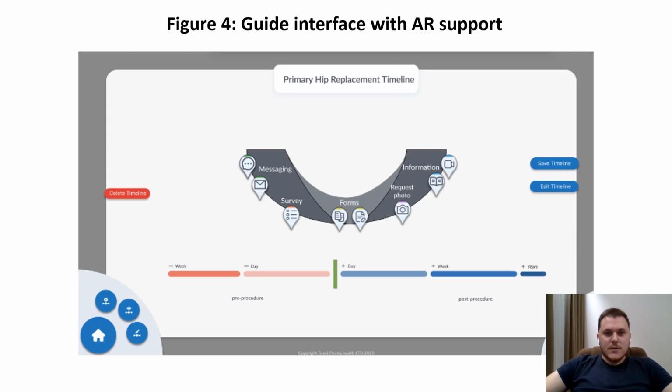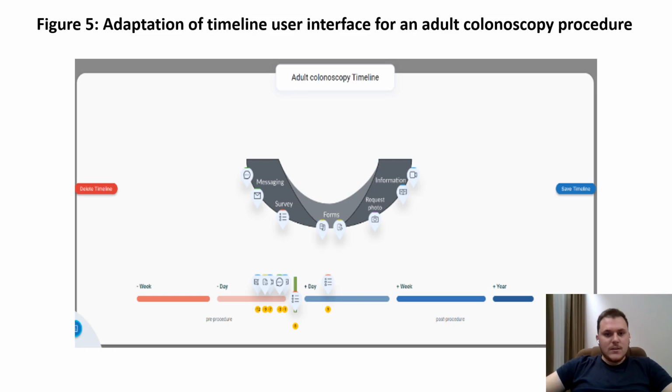Okay, in this slide you can see the guide interface with AR support. You can see the timeline with a zero point and minus and plus days or weeks, also years, and the procedure and post-procedure. Also here we see some items like messaging, survey forms, request photo and information. You can put each element on the timeline where you need.